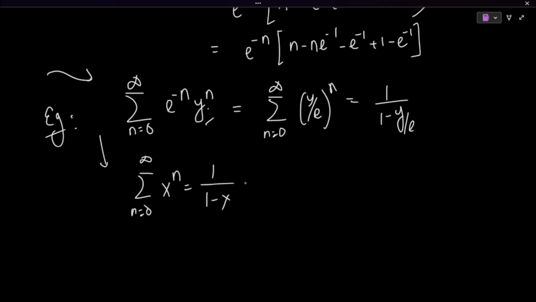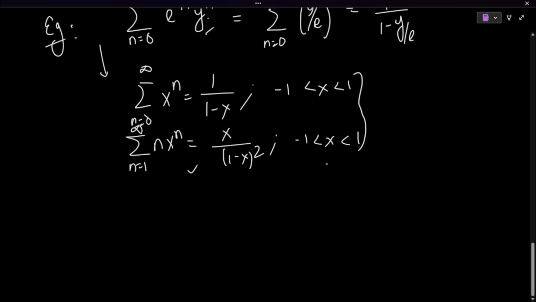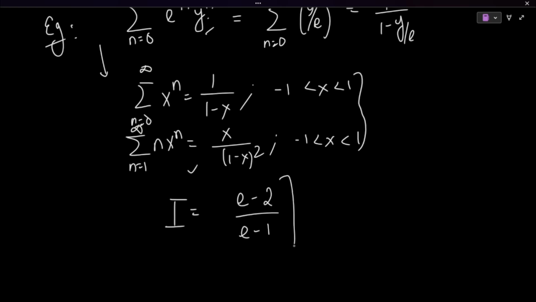This is equal to 1 upon 1 minus x, and this is valid for minus 1 less than x less than 1. Similarly, a similar formula is there for the sum from n equals 1 to infinity of n x to the power n. And this can be derived easily by first differentiating and then multiplying by x. And this is also valid for minus 1 less than x less than 1. So these are the two formulas that you're going to use in order to solve this. And once you solve this, you can confirm with me in the comments, or you can rightly write down the answer here. The answer for the integral is going to be e minus 2 upon e minus 1. So this is going to be the final answer.